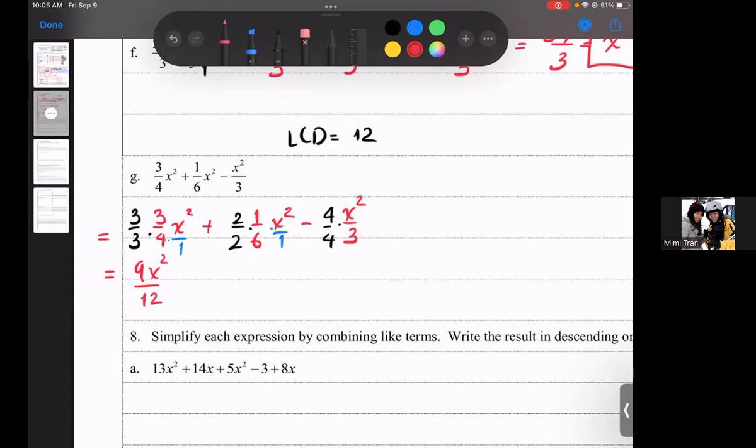Okay. The second one will be what? 2x squared over 12, and then 4x squared over 12. Add in the top. X squared plus 2. Oh, minus. Thank you. Minus 4x squared over 12.